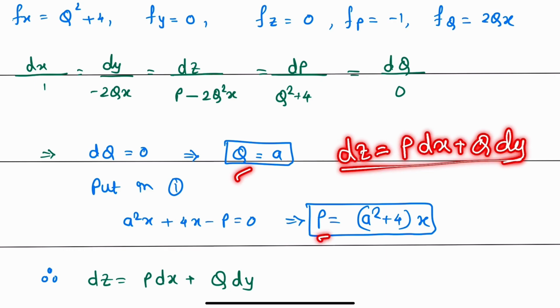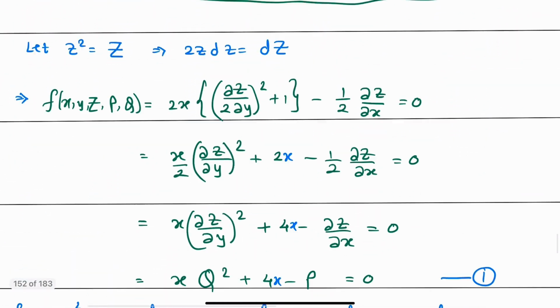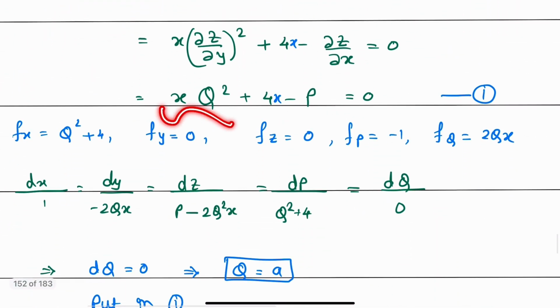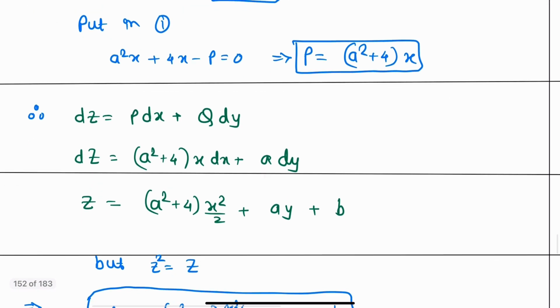If I directly put this p and q here, in this equation, I guess it should still be okay, but let us see what we get here. Here we will be getting a general equation. So dz equals p into dx plus q into dy. This was our p, this is our q. Integrating dz we get z. Here we get the integration x square by 2, and here ay and some constant b.